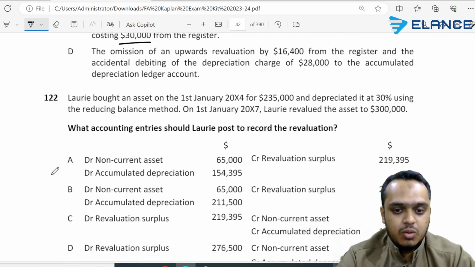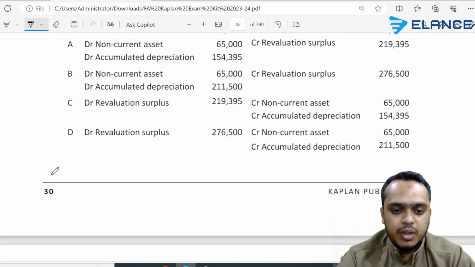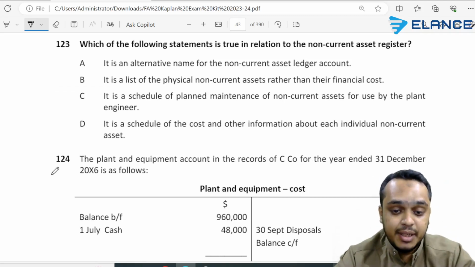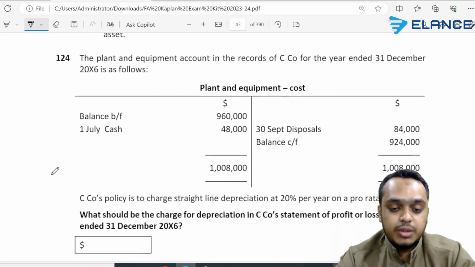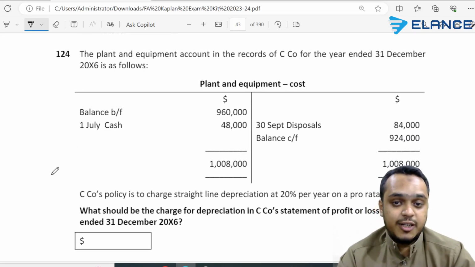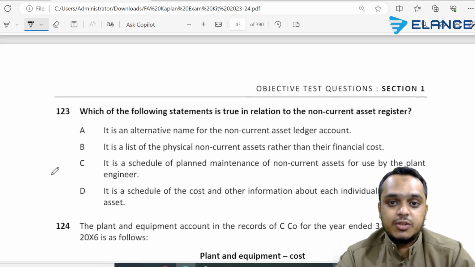Okay, so I have another question here. This is from the Kaplan exam kit. So there are more questions. Do you want me to solve them? If you want me to solve them, then put it in the chat section, put it in the comment section. I would solve more questions for you.